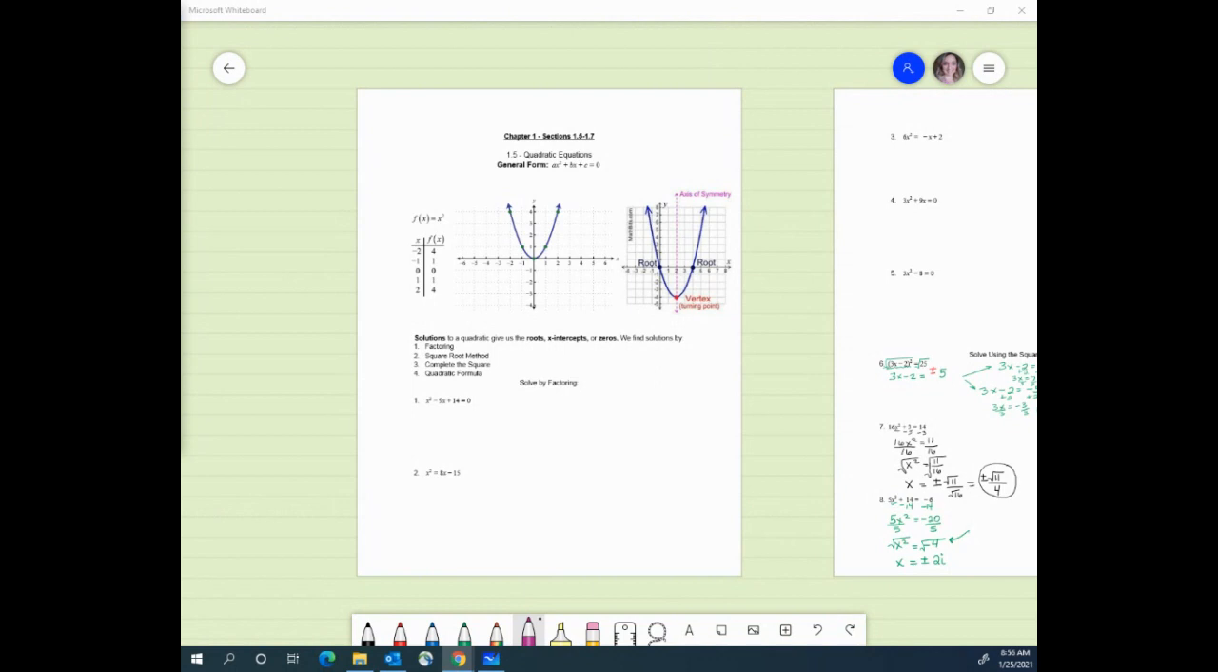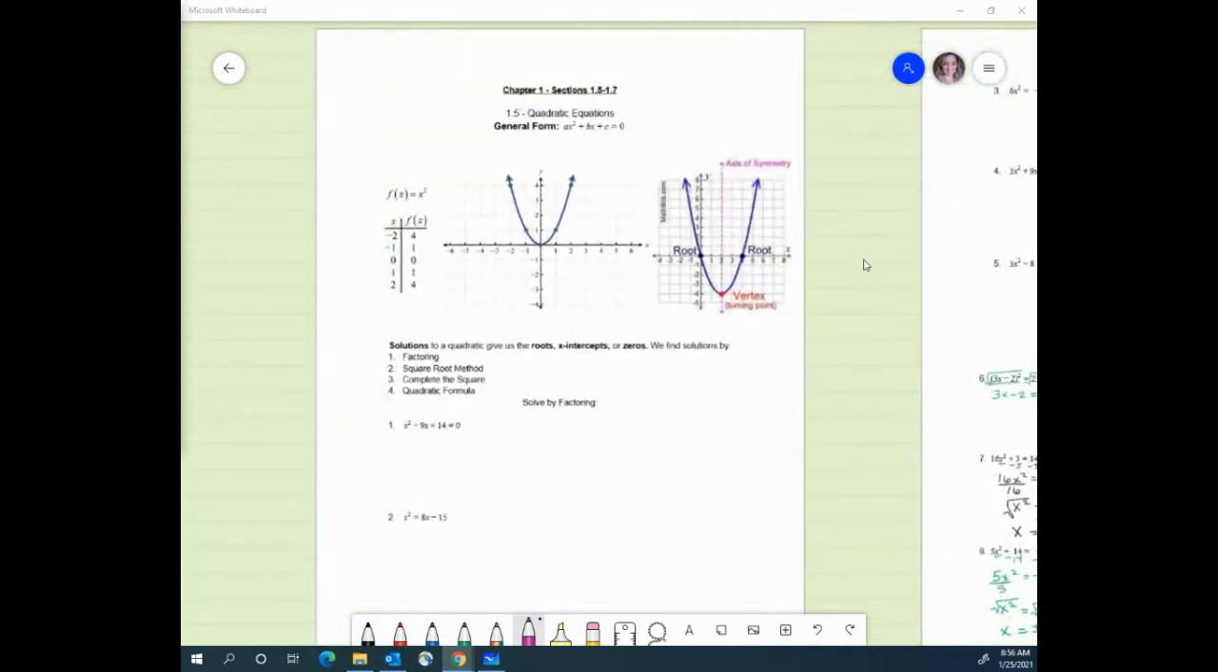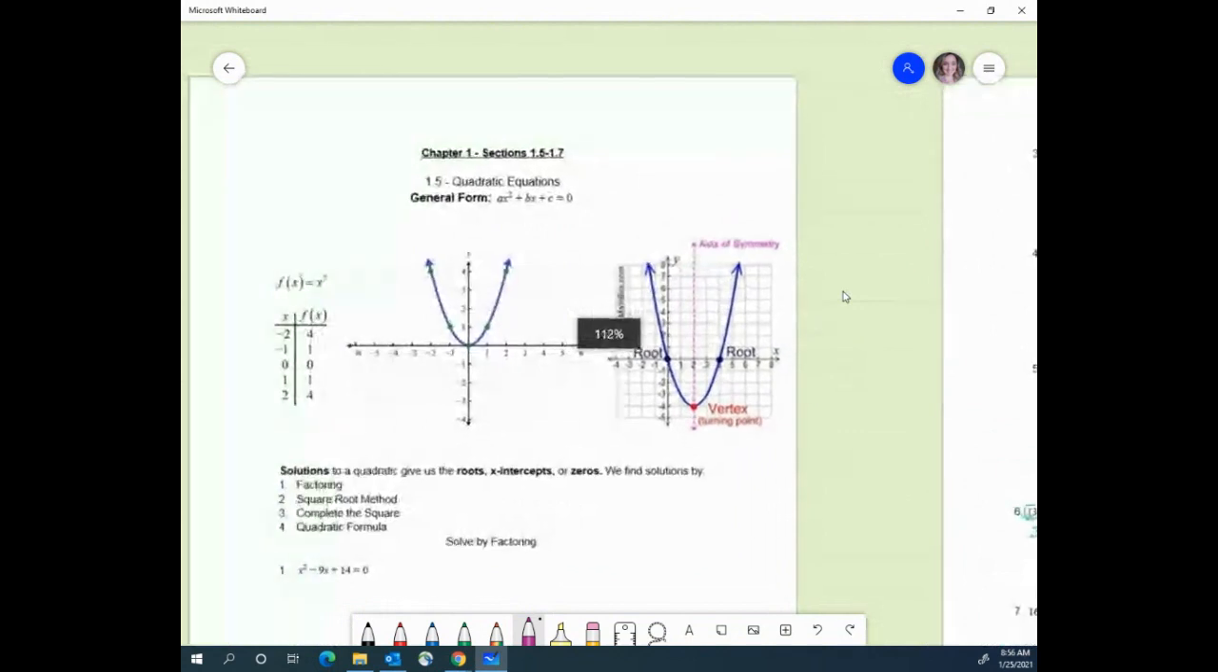Okay, test number 2 starts in section 1.5, and 1.5 is all about quadratic equations. Make sure you go and print the notes for this chapter so that you can follow along with these videos, and kind of breaking them up a little bit into smaller chunks, smaller topics for you guys. Hopefully that makes it a little bit easier. So let's just talk a little bit about quadratic equations.